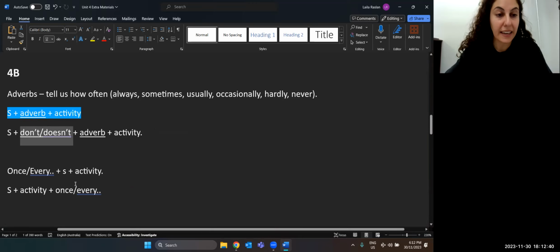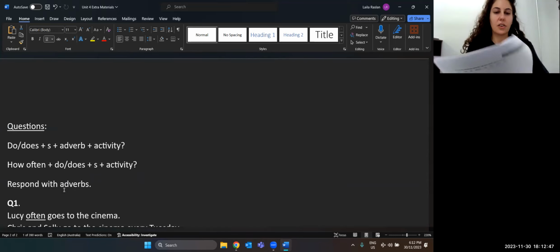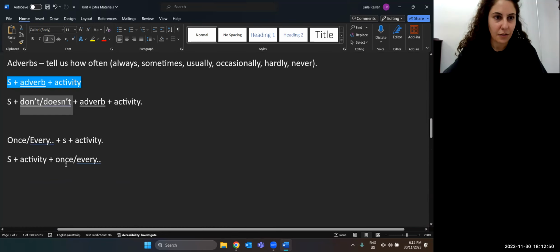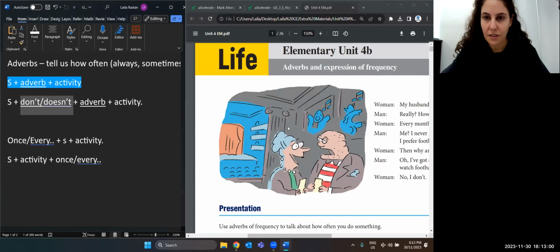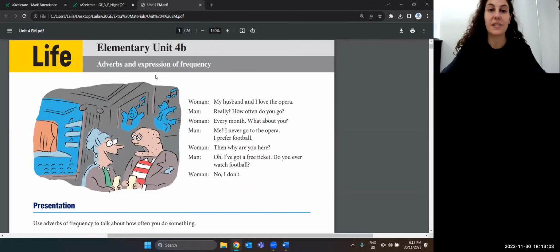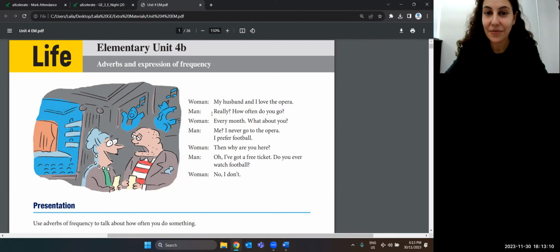Complete with the activities. Play computer games. Sorry, let's go back a little bit to this one, 4B. Let's go back to this page, because I know the printing is very... In this page, we have adverbs and expressions of frequency. The woman will be Yaneth, and the man is going to be George. It looks like they're old people. So let's hear the conversation.